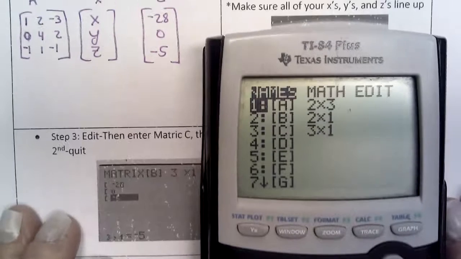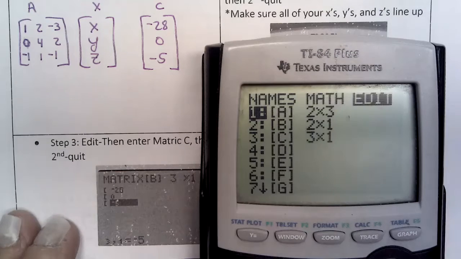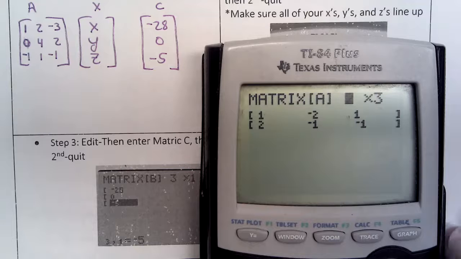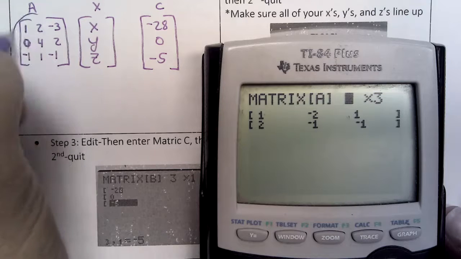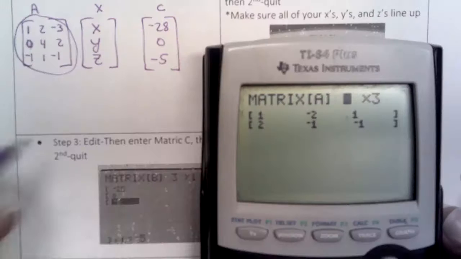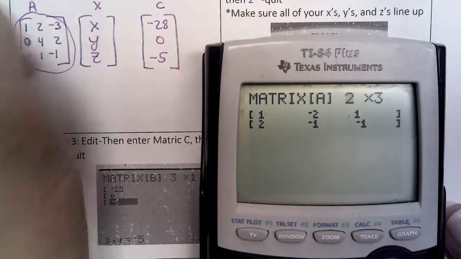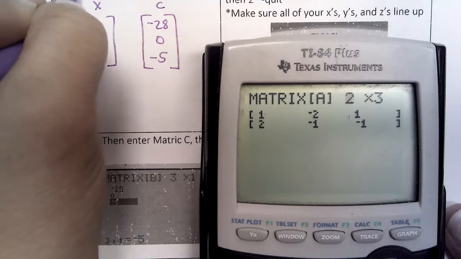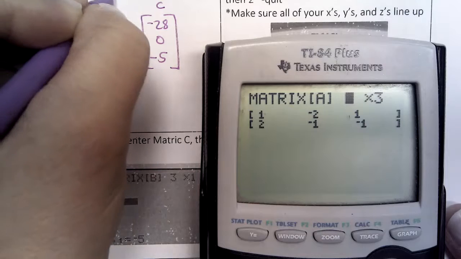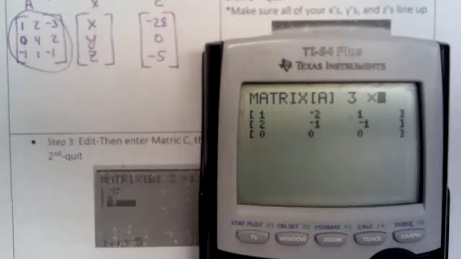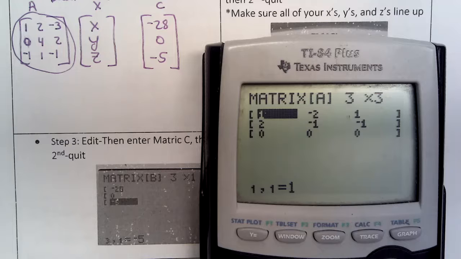Okay, all right, so we're going to go over to edit and hit enter for A. This one right here, the one I was working on, was a 2 by 3, but really this right here is a 3 by 3. It's always going to be down by across, so there's actually 3 down and 3 across. Now it's changing my matrix size.